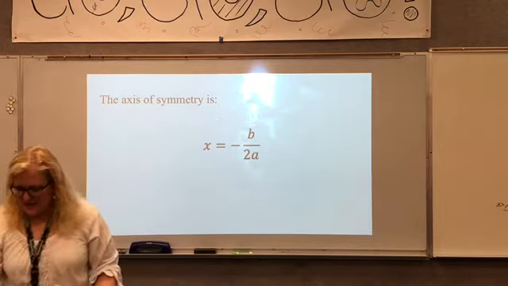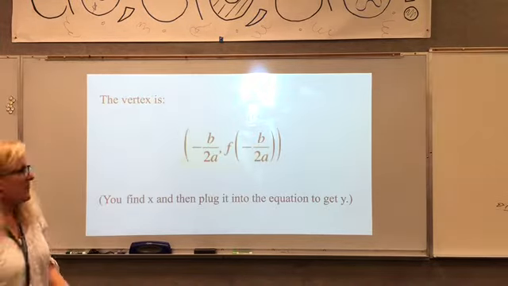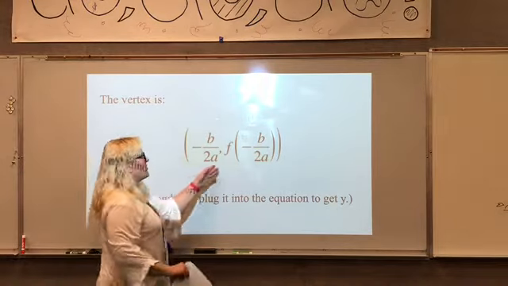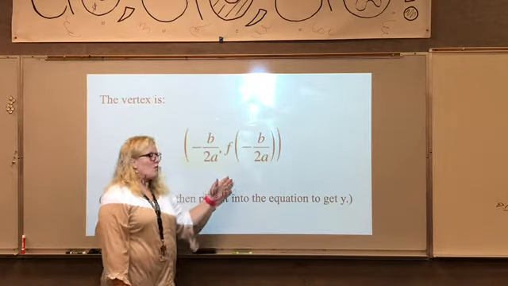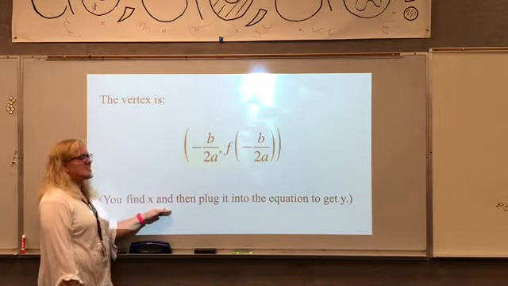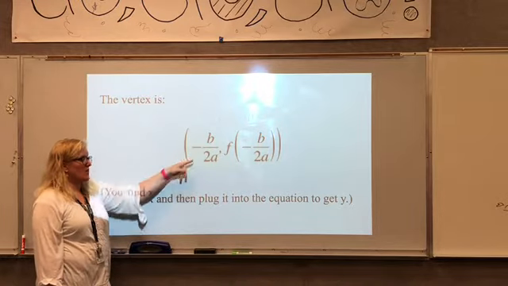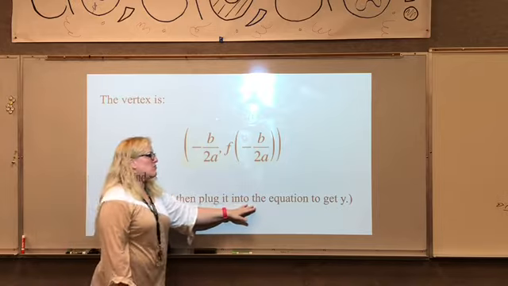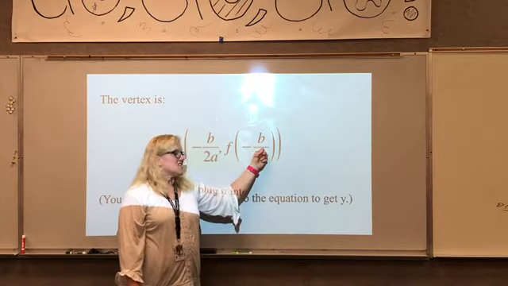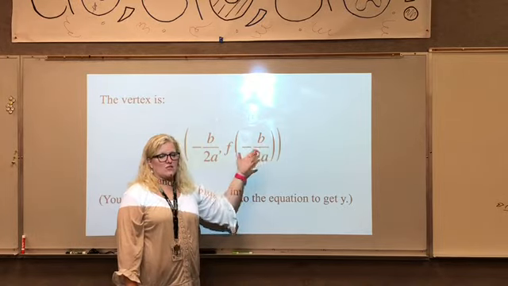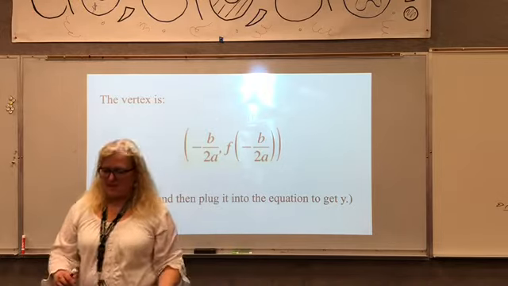Okay, next we find the vertex, and this really looks kind of hairy. But what it's really saying is you find x, you find the axis of symmetry using negative b over 2a, and then you plug it into the equation to get y. That's really what it's saying. And we'll see that in an example.